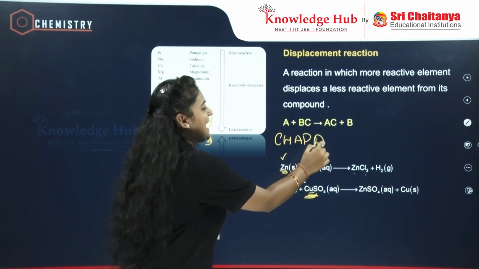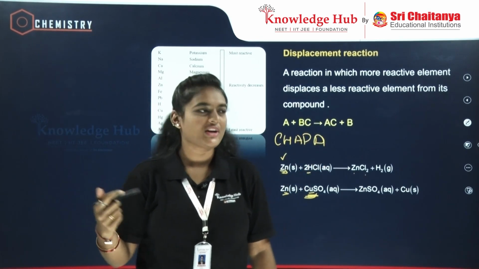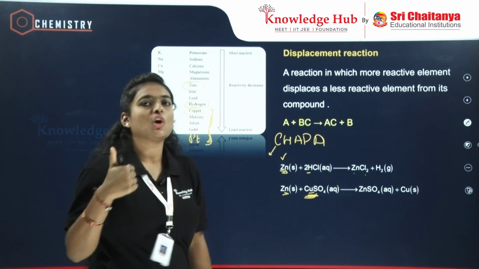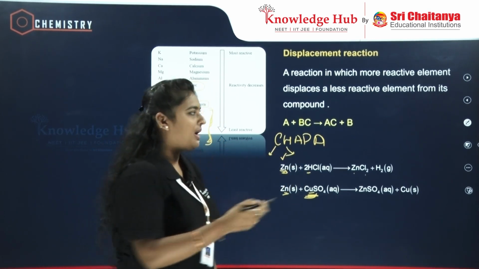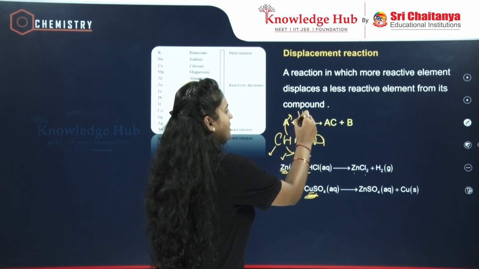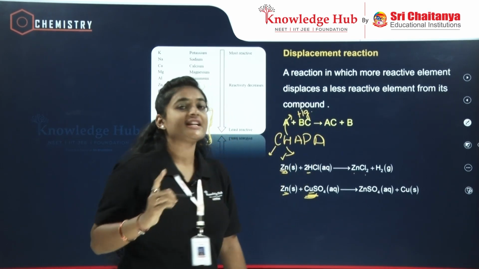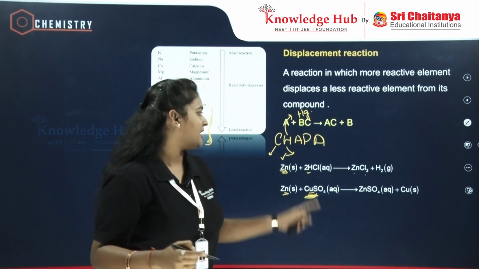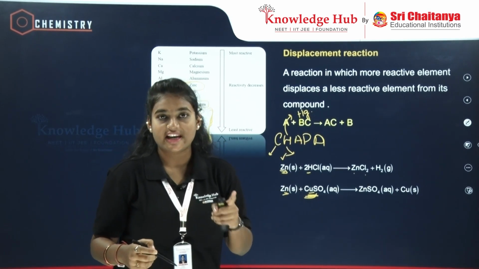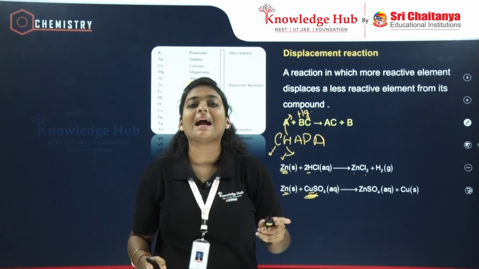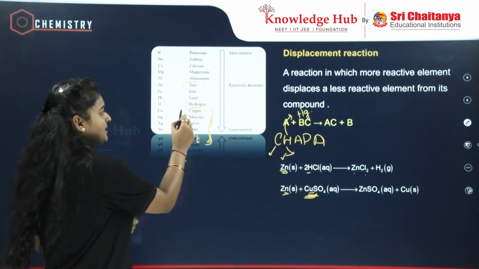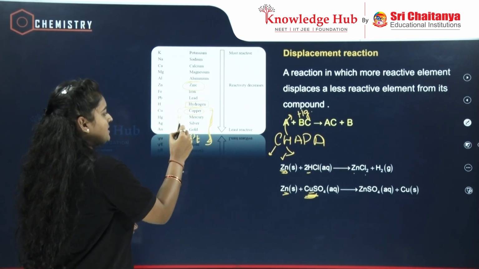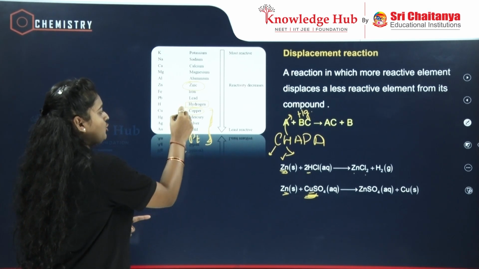So, remember this as Chapa metals. C is for copper. H is for mercury. Why mercury is H? Hg. Hg stands for mercury. Then it is silver, Ag. P is for platinum and A is for gold. Just check those Chapa metals. Here is your platinum and here is your gold.